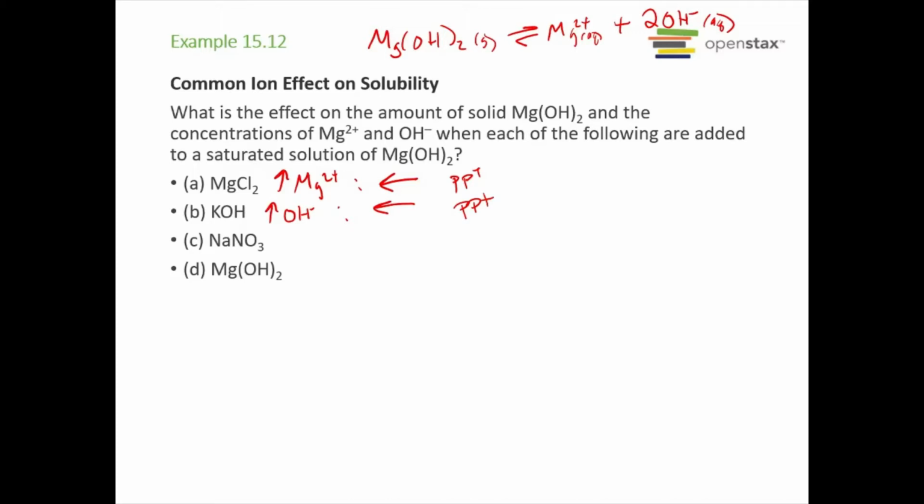NaNO3, we don't have any sodium or nitrate ions here, so nothing. So this is not going to have an effect because there is no common ion here. And the last one, adding more Mg(OH)2, that's a solid. And what do solids do to our K or Qsp equation? Nothing. These do not affect the equilibrium. So it's just adding undissolved magnesium hydroxide.